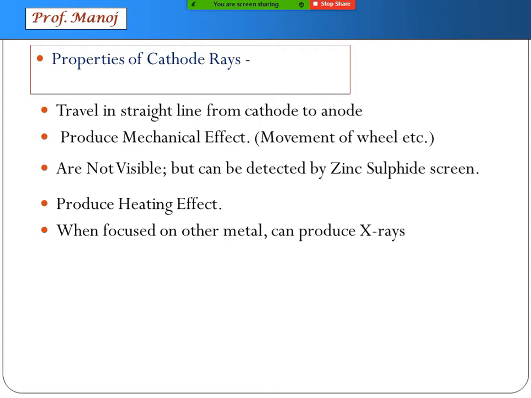Cathode rays of certain energy, if bombarded on a metal surface, produce X-rays from the metal surface. In fact, the discovery of X-rays took place in this manner, using cathode rays. Cathode rays are so energetic that they can pass through thin sheets of aluminium also.